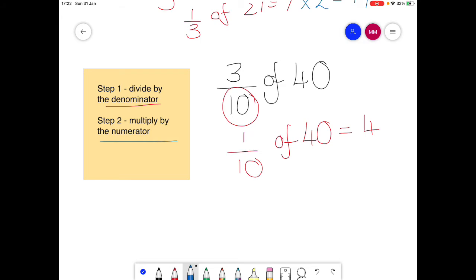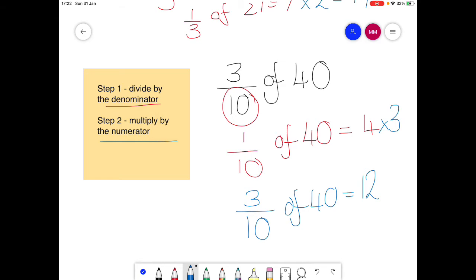And our next step is we have to multiply that answer by the numerator. So 1/10 is 4, so let's find what 3/10 would be. Let's multiply our answer by 3. 3 times 4 is 12 again, boys and girls. So 3/10 of 40 is 12.